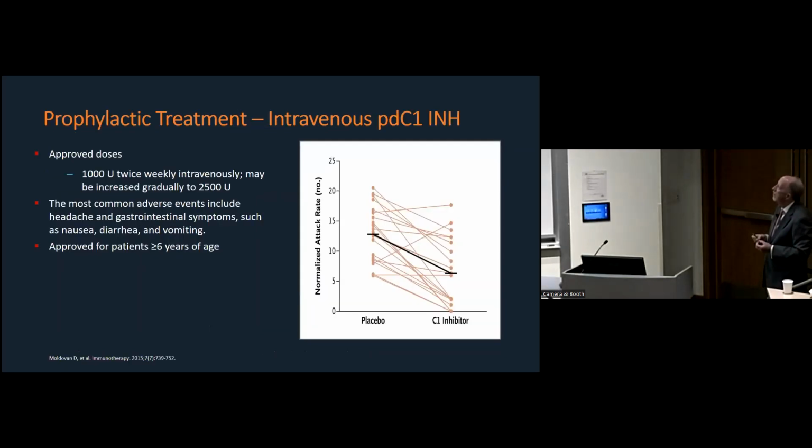This is data from the first C1 inhibitor IV trial. Patients were giving themselves an IV of C1 inhibitor every 3 to 4 days. And you can see that this was a crossover trial.